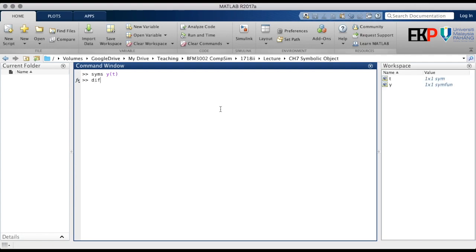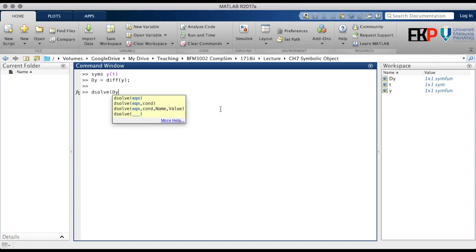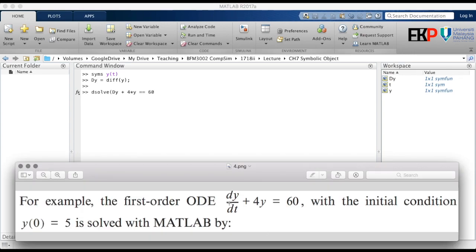Then we also define dy, that is equal to the differentiation of y over t over dt. Then we can use the dsolve command, where here we have dy plus 4 times y equal to 60. This is what we have here. Dy dt is represented by capital Dy here, plus 4 times y equals to 60.